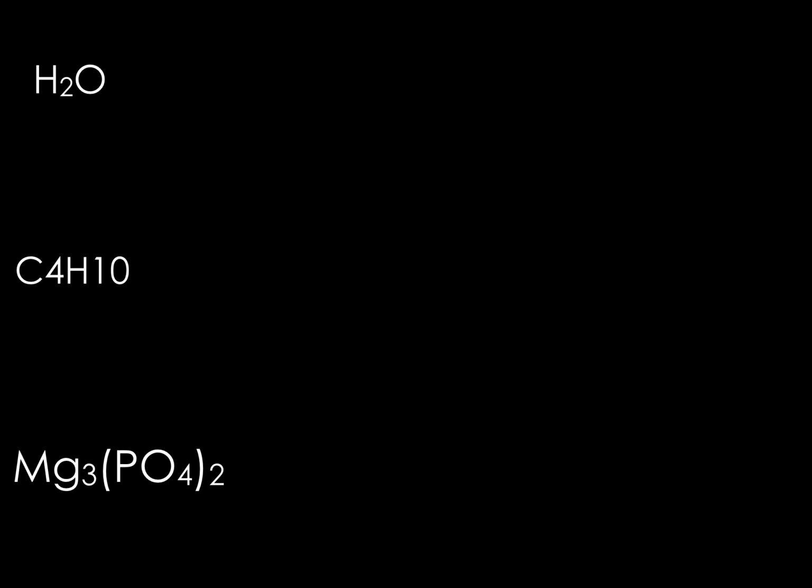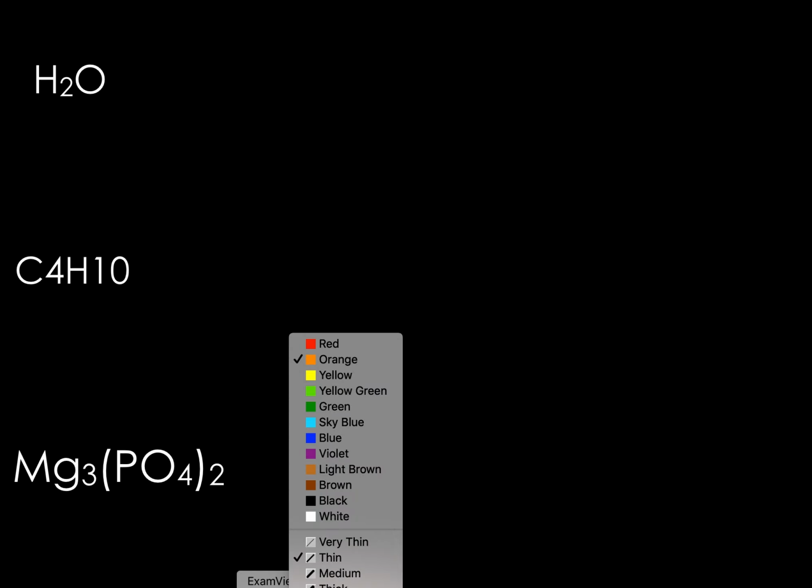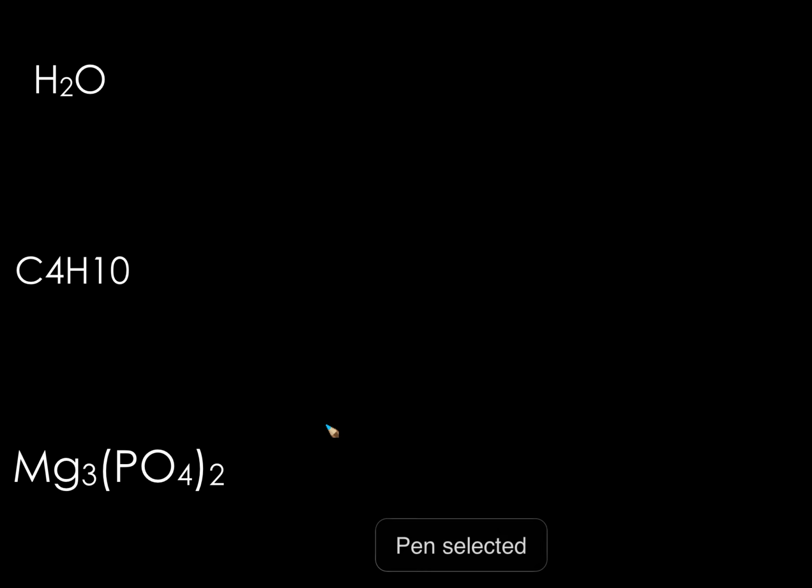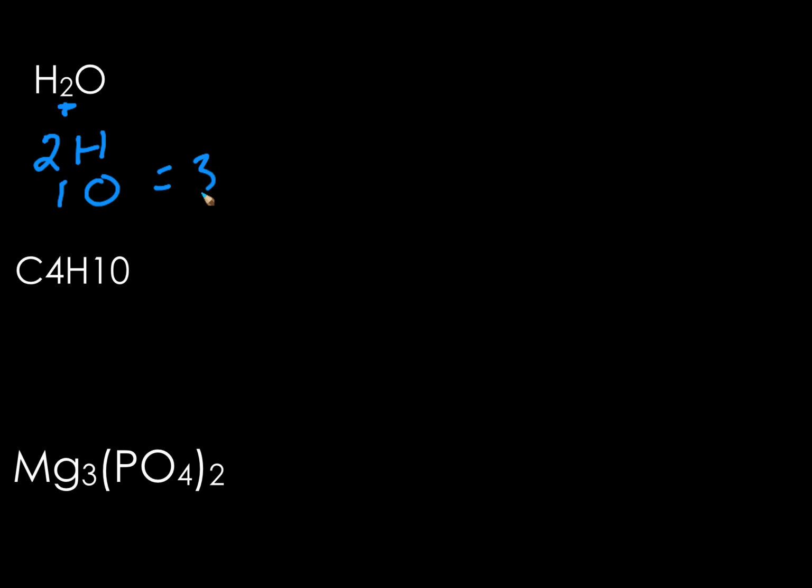So for example, we looked at the first one. We have H2O. And we know these subscripts here tell us how many atoms of each element we have. So in this case, we'd have 2 hydrogens and 1 oxygen. So we'd have a total of 3 atoms.